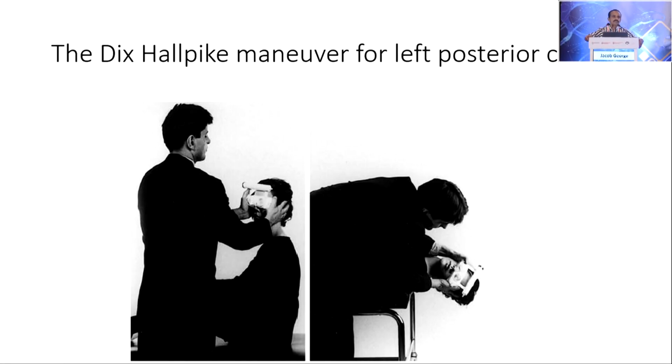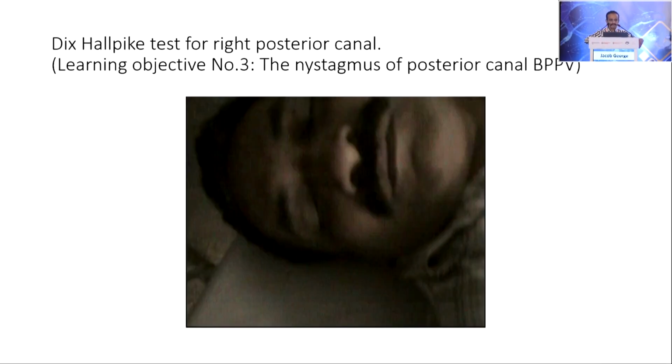Now, the Dix-Hallpike maneuver is done by putting the head into a 45-degree head-down position, and then turning towards that side. This is the maneuver for the right side. If you turn to the right side, it is for the right posterior canal. If you turn to the left side, it is for the left posterior canal.